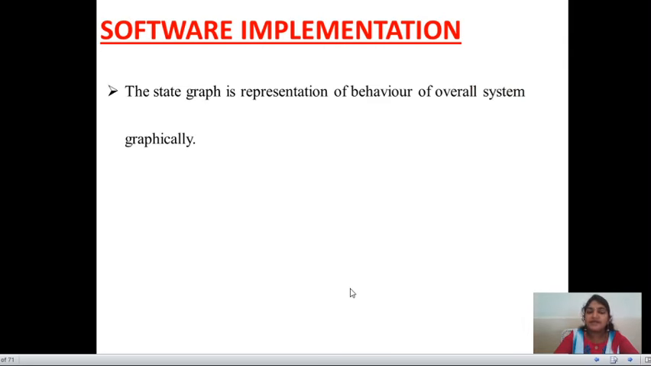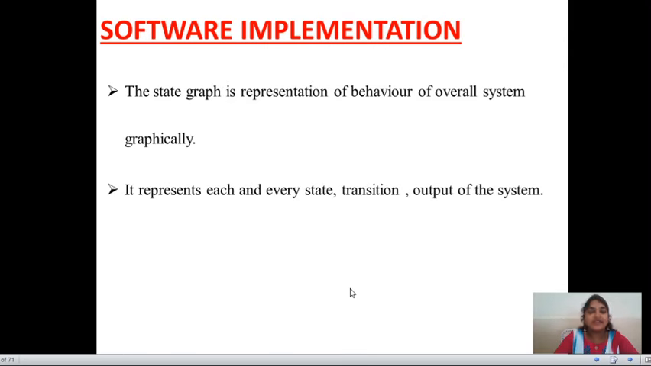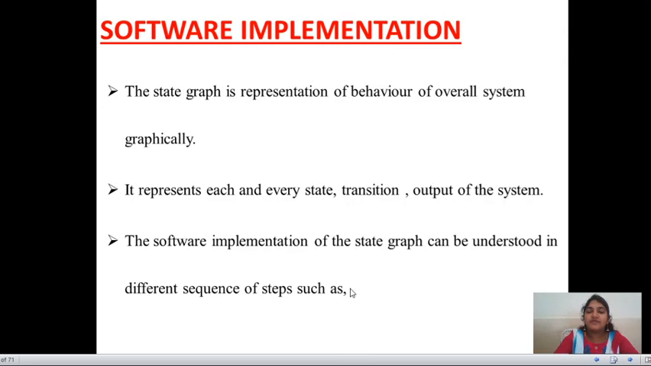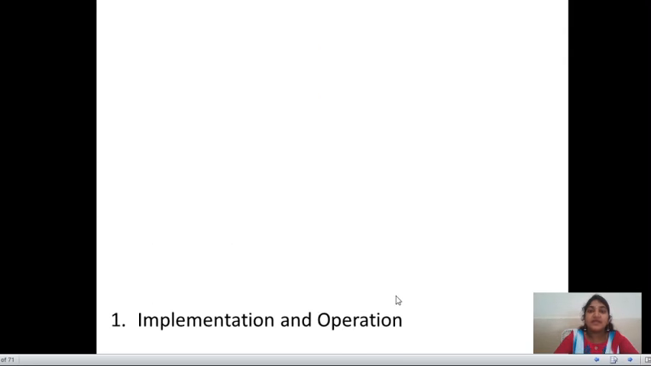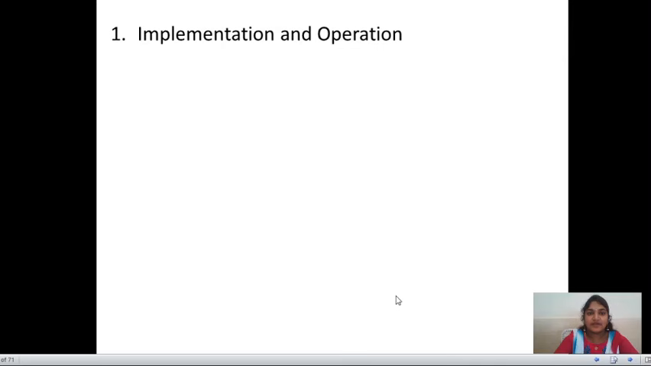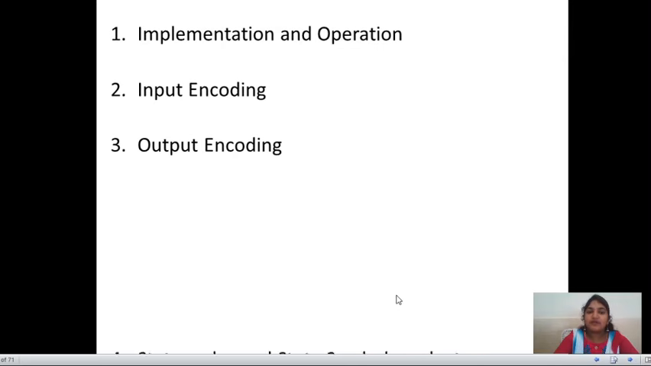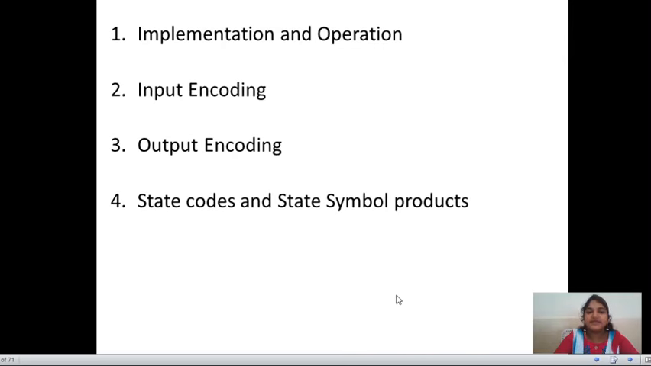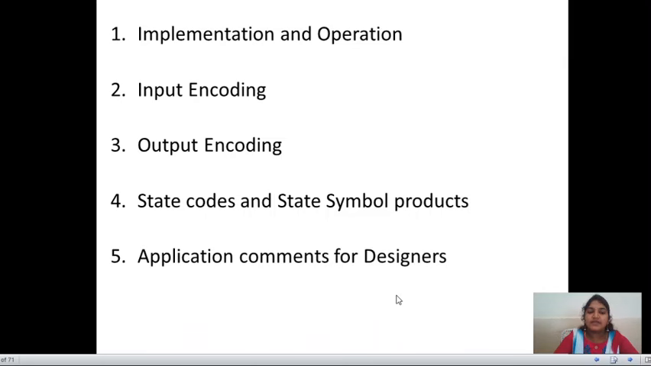The state graph is a graphical representation of the behavior of the overall system. It represents each and every state transition and output of the system. So the software implementation of the state graph can be understood in different steps such as implementation and operation, input encoding, output encoding, state codes and state symbol products, application comments for designer and application comments for tester.